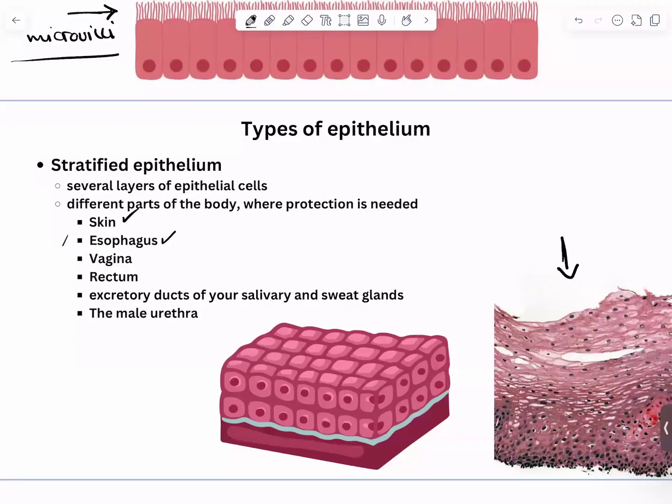Remember, people think we have a simple columnar or simple squamous type of epithelial tissue in the esophagus. I will tell you why. We can find stratified tissue in the vagina, in the rectum, in the excretory ducts of the salivary glands, not the structure of the glands but the ducts of the glands, and also in the male urethra, in general in the penis. But why the esophagus? Also the oral cavity, because the oral cavity has contact with the outside.